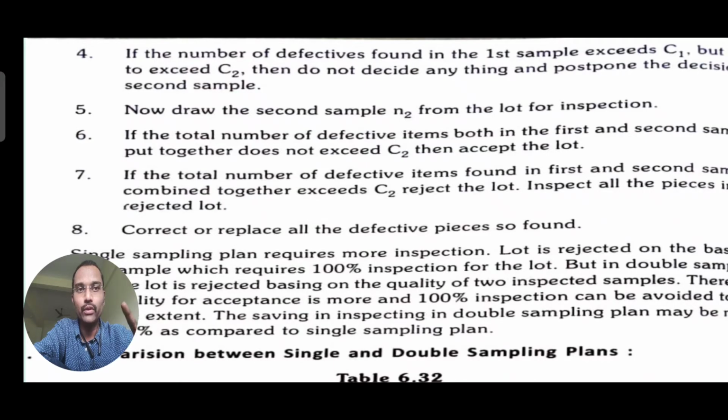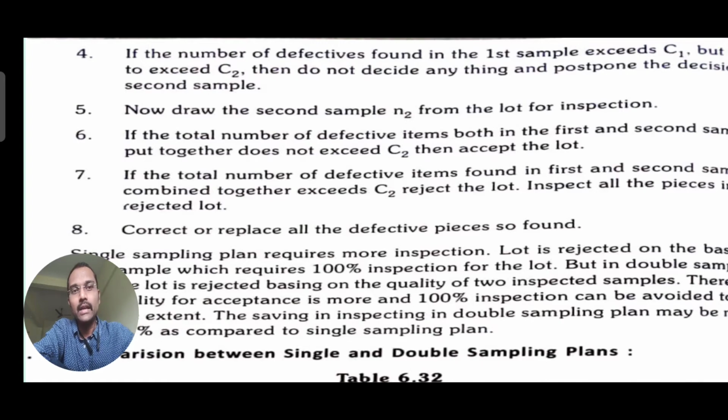One defect has already been found in the first sample; keep it aside, then go for checking the second sample, N2, which consists of, say, 5 units from the lot. If the total number of defective items, combining both the first and second samples, does not exceed C2, it means in the second sample also we have found only 1. So the combination of first and second sample, 1 and 1, is 2, which is an acceptable level, so you can accept that lot. Okay, the work is finished.